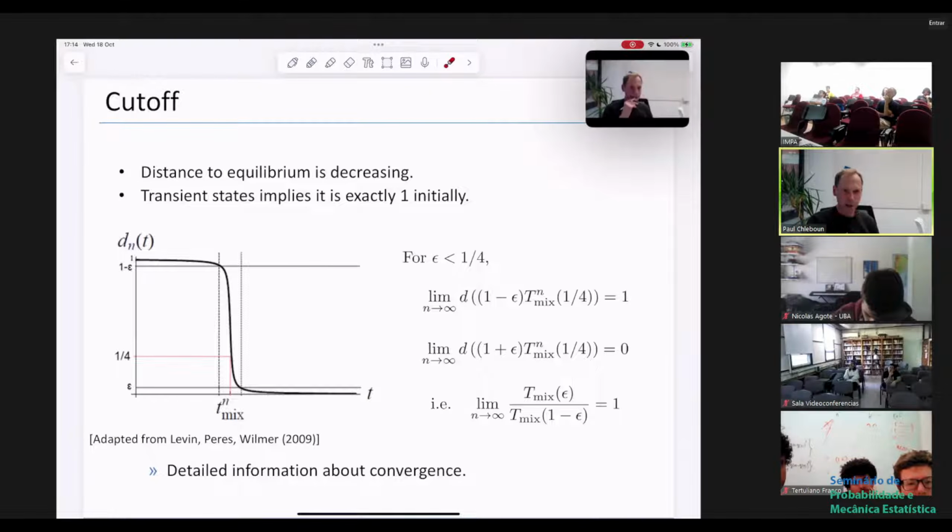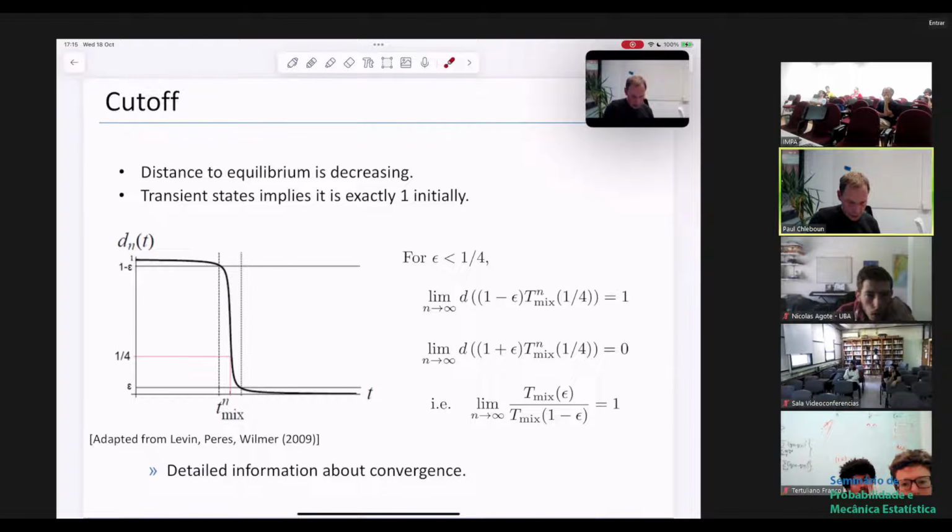Okay, so a quick detour on cutoff, simply because this would be a nice thing to prove for our models, but we can't do quite as well as cutoff. Again, I think most people here are probably familiar with this idea. As we just mentioned, the distance, started from the worst case initial configuration, from the stationary distribution is decreasing.